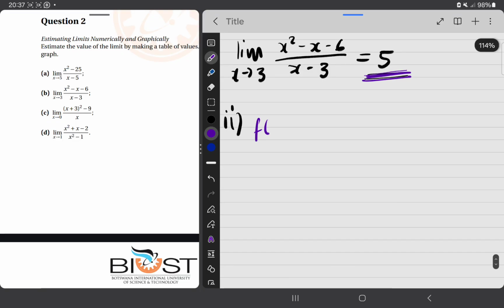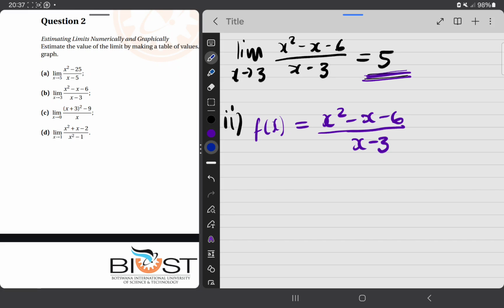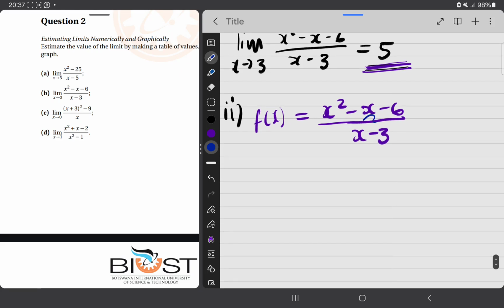So remember that we now want to do the sketch. So f of x is equal to x squared minus x minus 6 all over x minus 3. I mean, we can sketch this anytime. Let's do the sketch. This is another easy one.